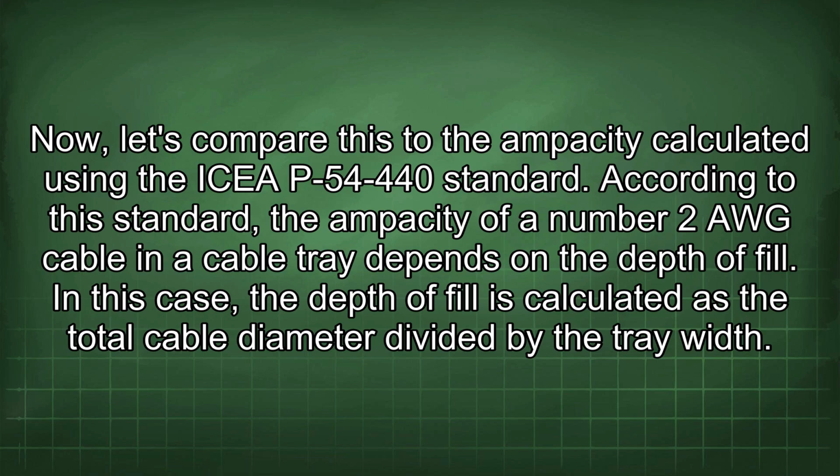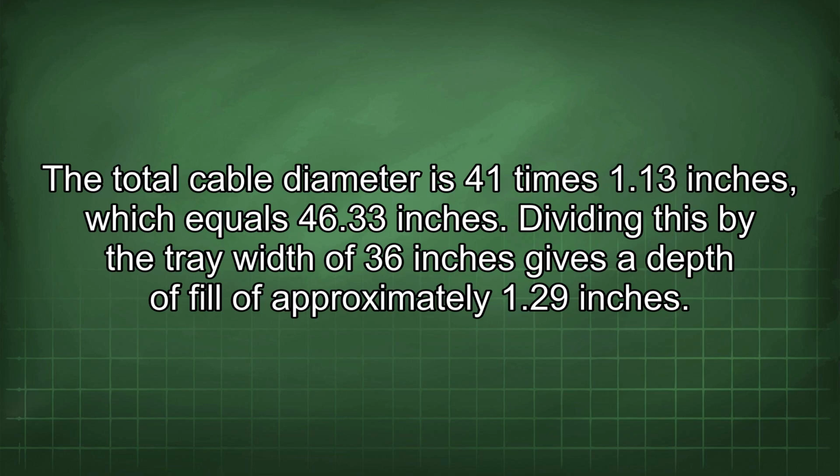Now, let's compare this to the ampacity calculated using the ICEA P-54-440 standard. According to this standard, the ampacity of a number 2 AWG cable in a cable tray depends on the depth of fill. In this case, the depth of fill is calculated as the total cable diameter divided by the tray width. The total cable diameter is 41 times 1.13 inches, which equals 46.33 inches. Dividing this by the tray width of 36 inches gives a depth of fill of approximately 1.29 inches.